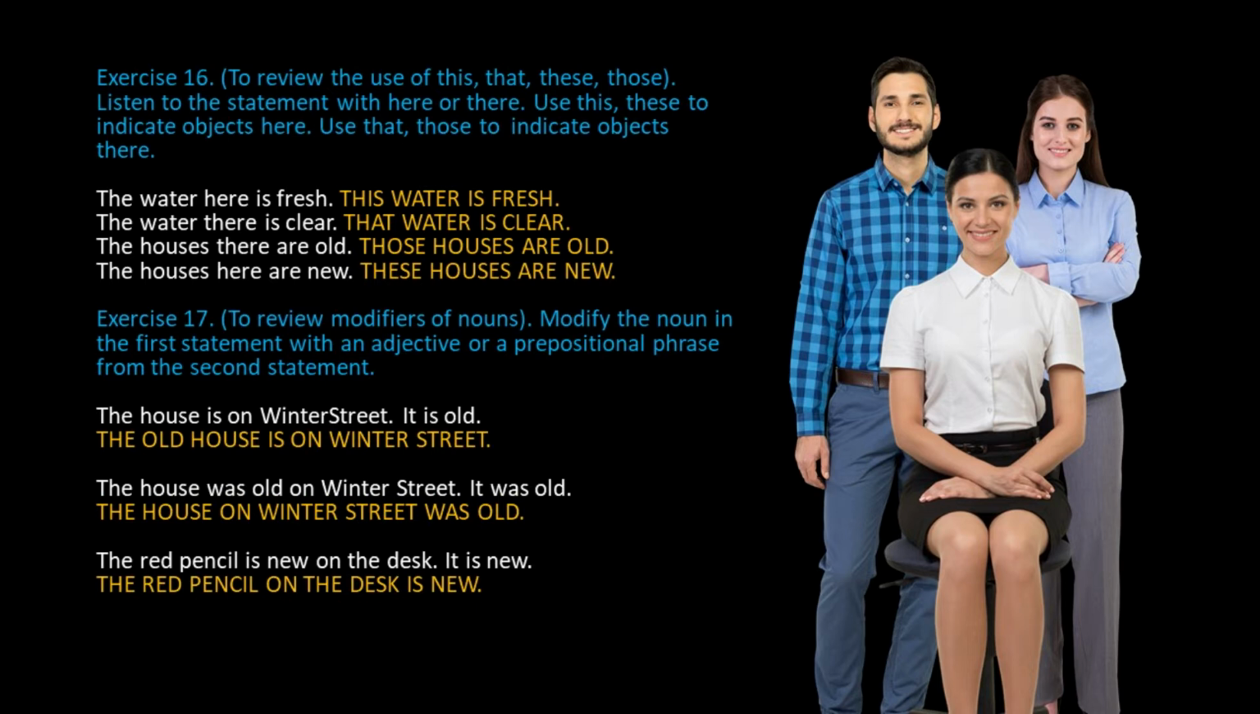Exercise 17. To review modifiers of nouns. Modify the noun, in the first statement, with an adjective, or a prepositional phrase, from the second statement. For example, The house is on Winter Street. It is old. The old house is on Winter Street. The house was old on Winter Street. It was old. The house on Winter Street was old. The red pencil is new on the desk. It is new. The red pencil on the desk is new.